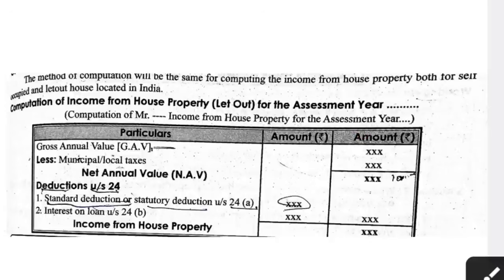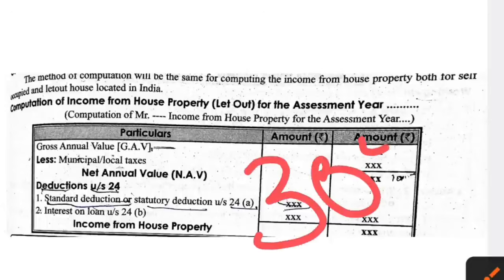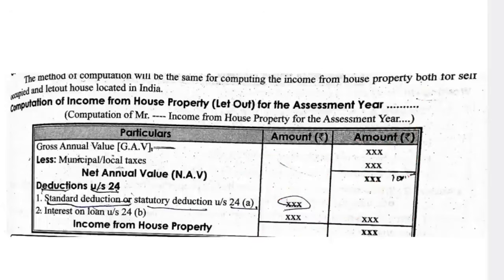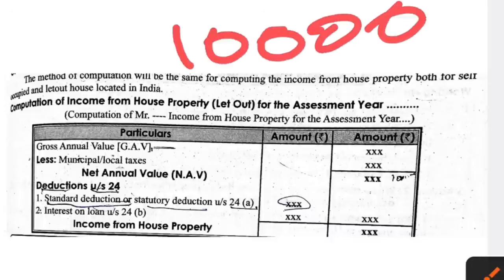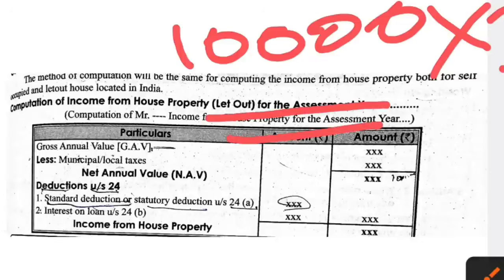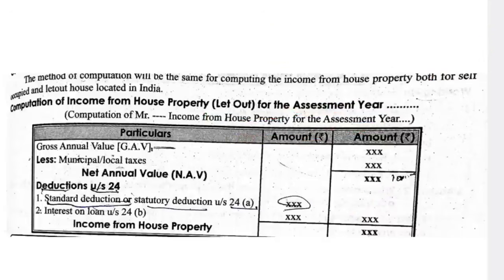Then you need to write the deductions under section 24. Here you will have two deductions. The first one is standard deduction and the second one is interest on loan. Standard deduction we need to do 30% on NAV. For example, NAV you have got 10,000. For this 10,000 you need to do 30%. After doing 30%, whatever amount you are getting, you need to write here. Interest on loan, in the question they will give, you need to write that amount here.